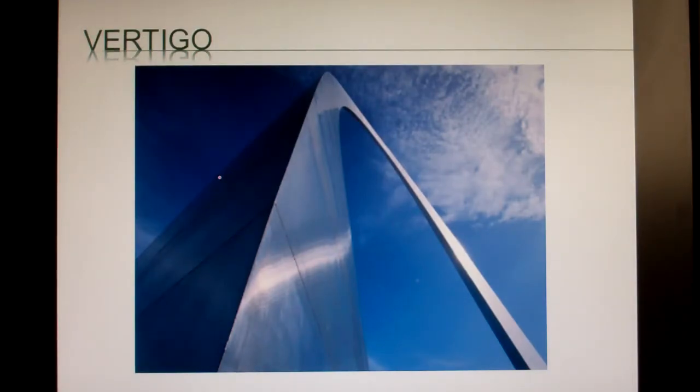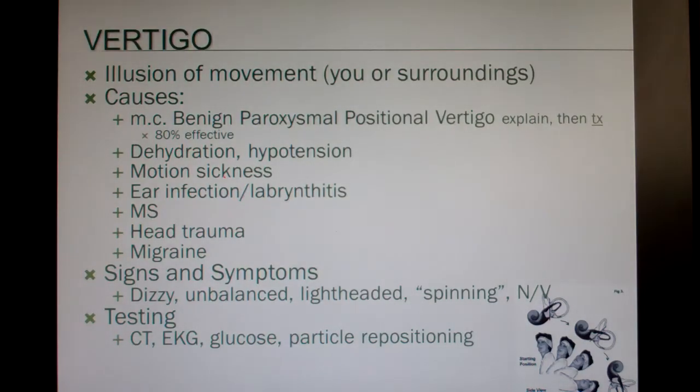And sometimes you get it from being really, really high up. Okay, same thing here. The vertigo, illusion of movement, either you or the surroundings. So the causes, most common, benign paroxysmal positional vertigo. Yeesh. Benign paroxysmal positional vertigo.